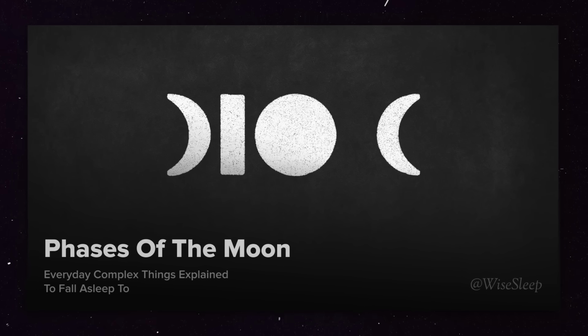As the moon moves in its orbit around Earth, the angle between the sun, the moon, and Earth shifts. This changes how much of the moon's lit-up side is visible to us. The cycle starts with the new moon. This is when the moon is between Earth and the sun, so the side facing us is dark.